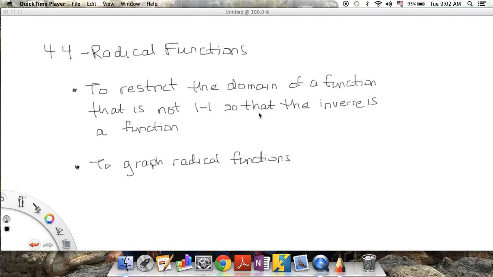Today we're going to talk about section 4.4, radical functions. We're going to learn how to restrict the domain of a function that's not one-to-one so that its inverse is a function. And we're going to learn how to graph radical functions using some things we already know.